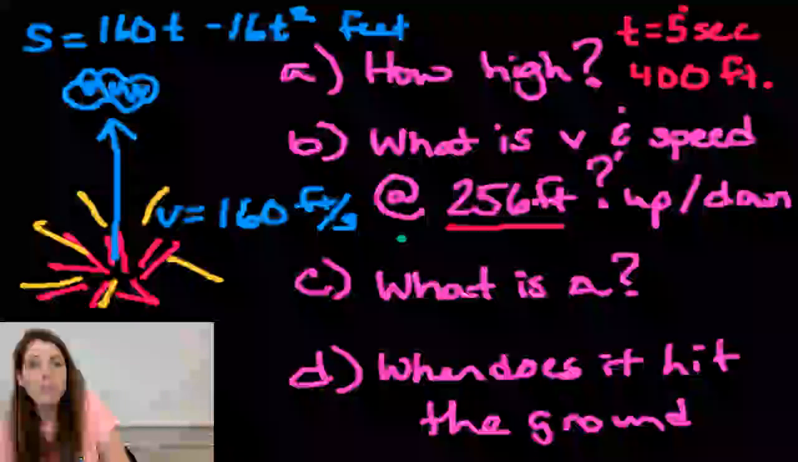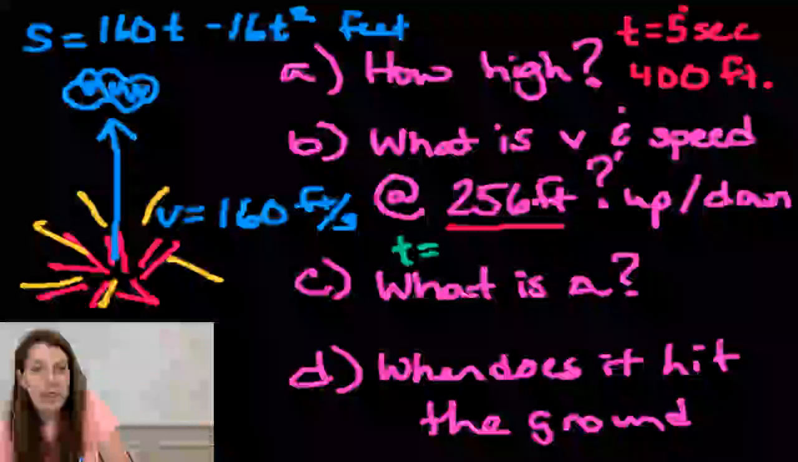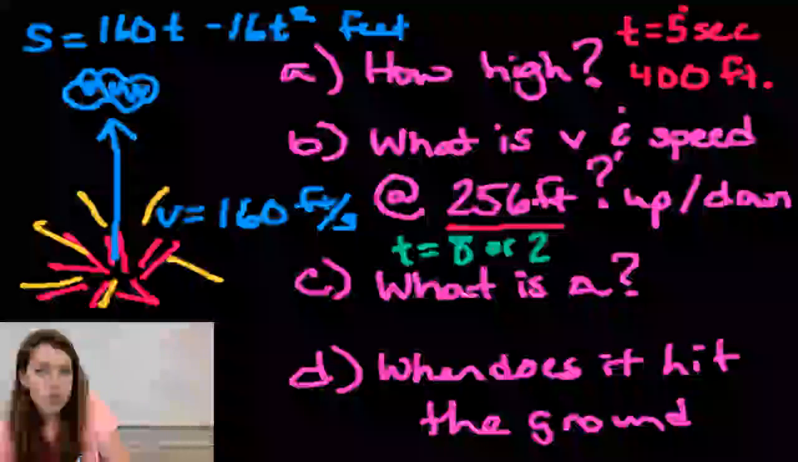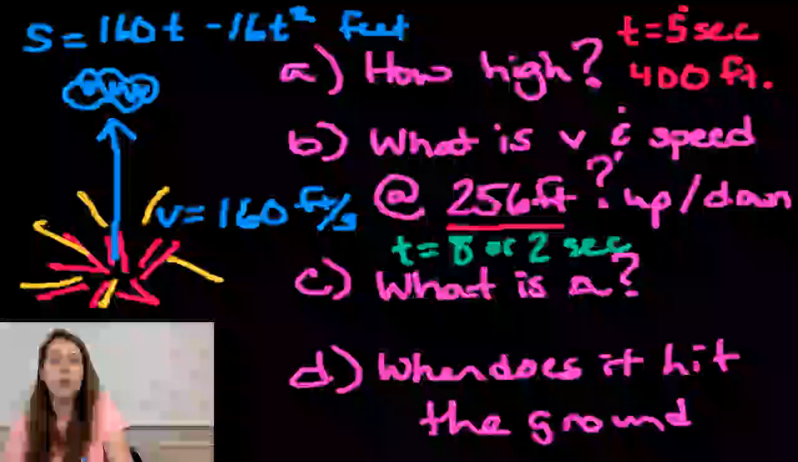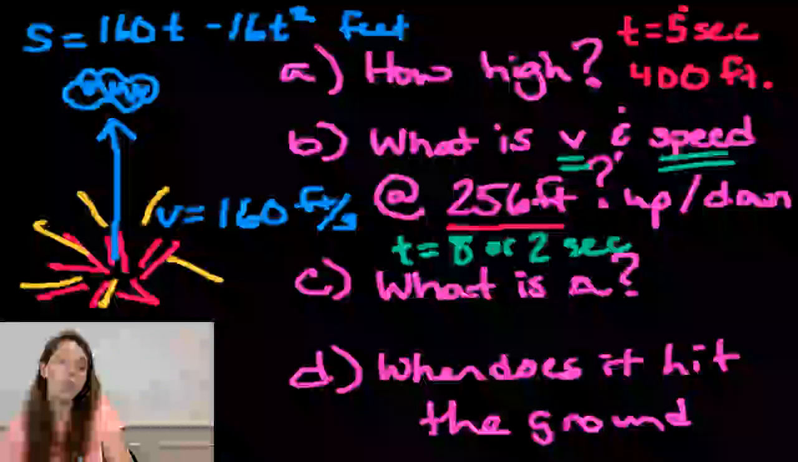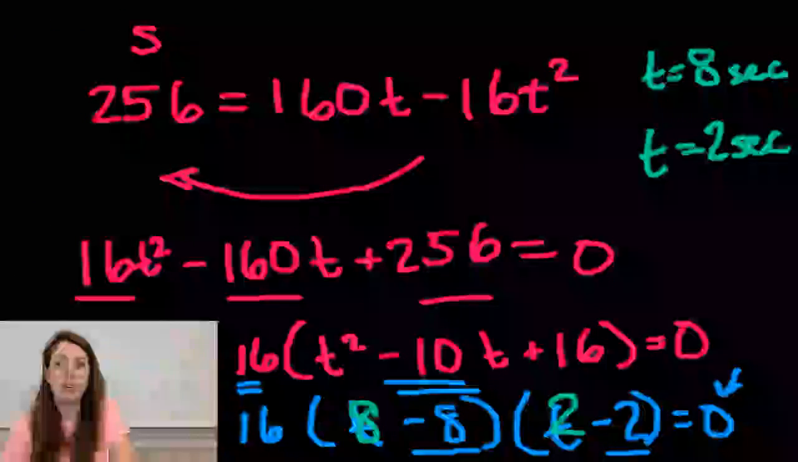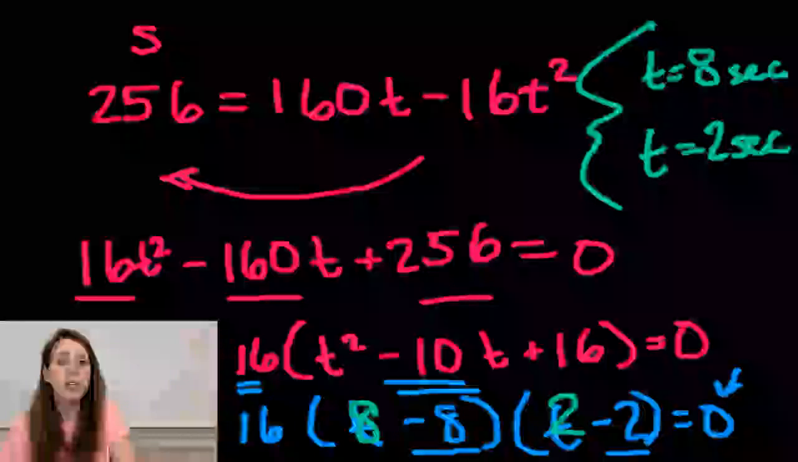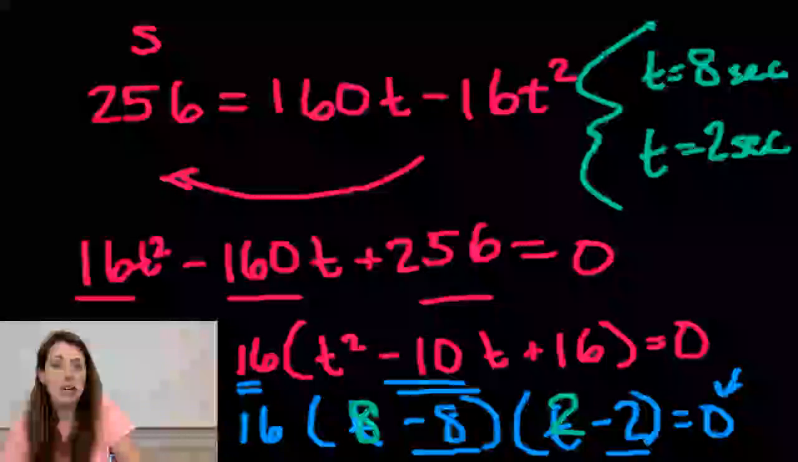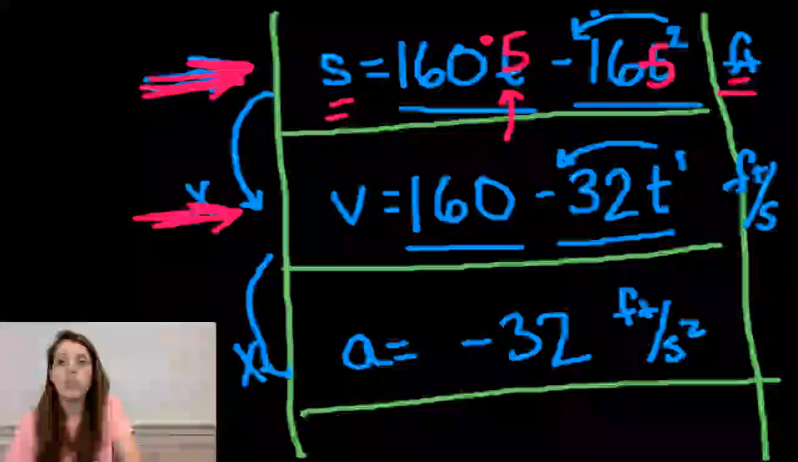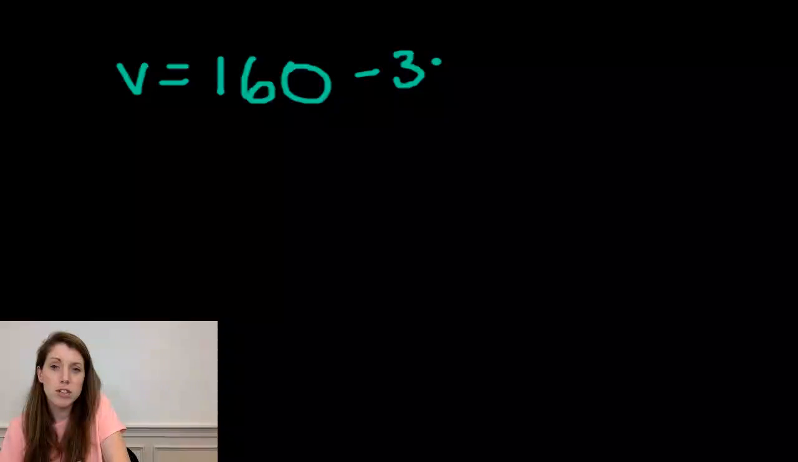Now remember, we're not really looking for the time, which right now is 8 or 2 seconds. What we're really looking for is what was the velocity, and likewise, what was the speed at those two points in time. That is not information we're going to get from the position equation. We figured out the time, but we're not going to get the velocity information here. We need to clear this out, and we need to use our second equation, velocity, 160 minus 32t. So let's write that out. So velocity is 160 minus 32t.